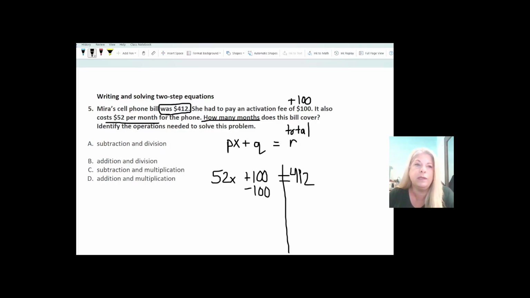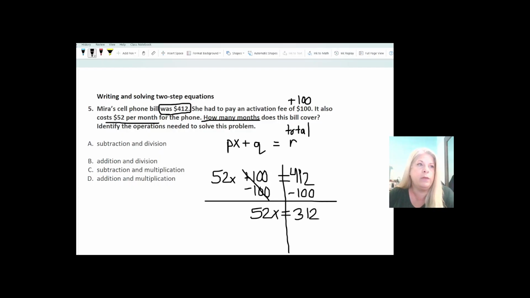Just like the other ones, the one step, you do the same exact thing on one side of the equal sign and the other. Okay. This cancels out the 100s. We're left with 52x. That's going to come down. And then 412 minus 100, we could do that using mental math, and that's going to be 312.